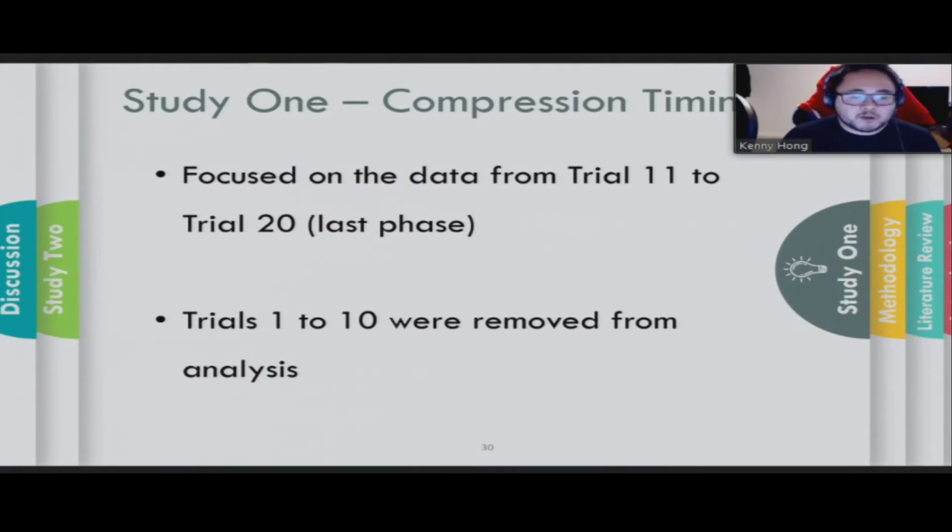For the results, we focused on data from trials 11 to 20. We wanted to give them sufficient time to learn, and also trials 1 to 10 were removed from analysis based on the visual and audio transition condition. We wanted to give them enough time to study, and this analysis was across all conditions.